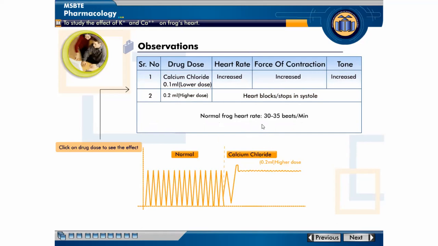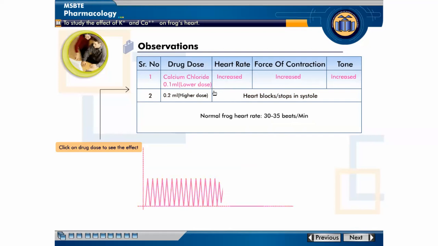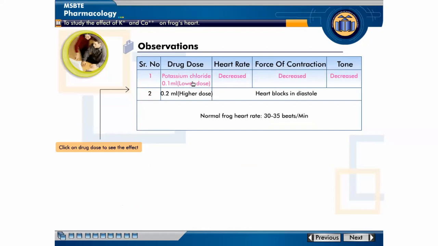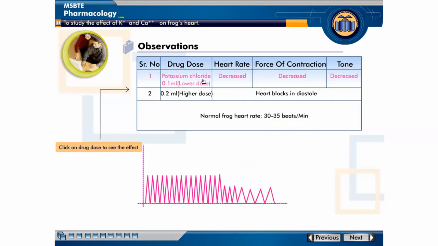Normal heart rate किती आहे? 30 to 35 beats per minute. You have to draw both these graphical representations in your experiment when we give 0.1 ml, then 0.2 ml of calcium chloride. Then same for potassium chloride. When we inject potassium chloride 0.1 ml, that is the lower dose, then heart rate and force of contraction get decreased. Okay, this one also draw.